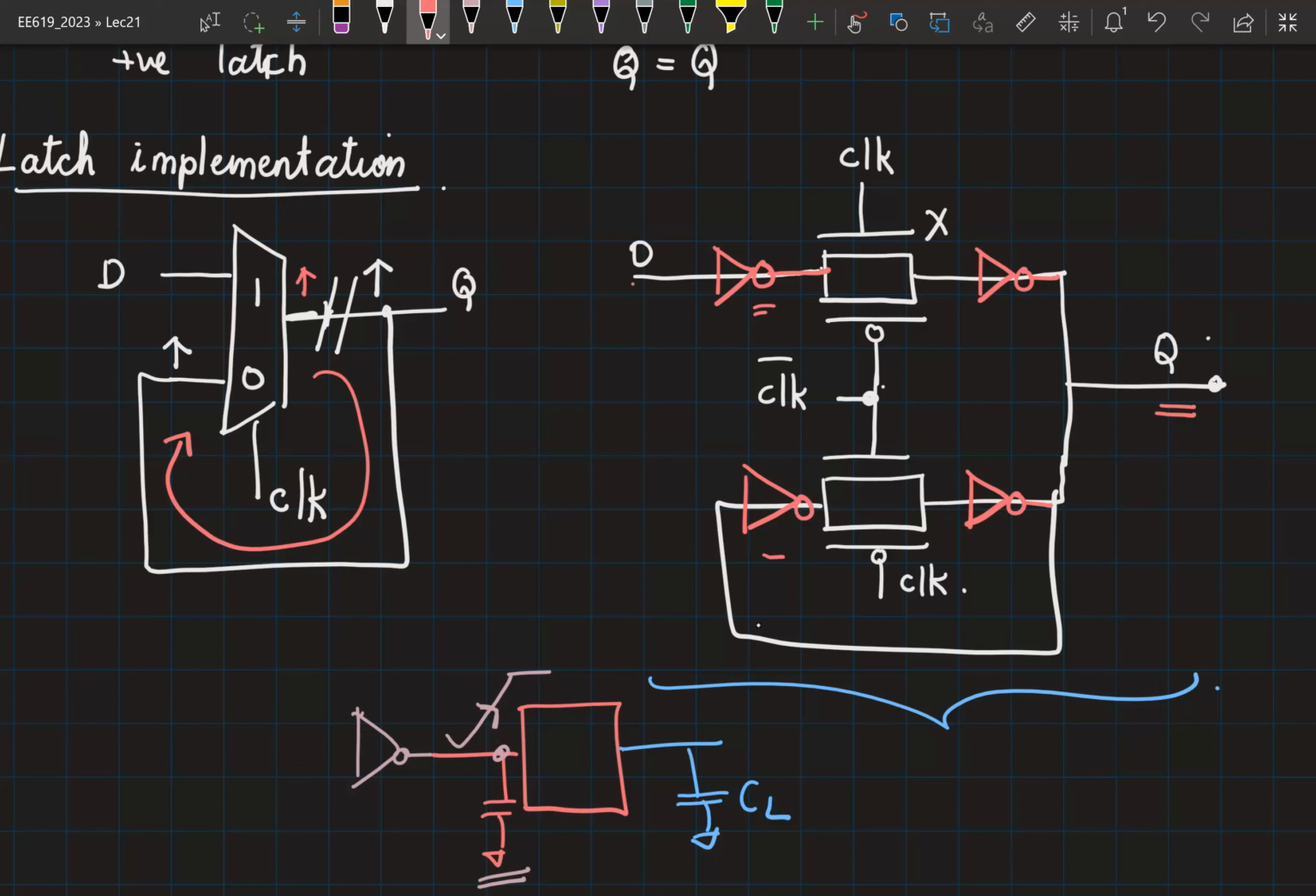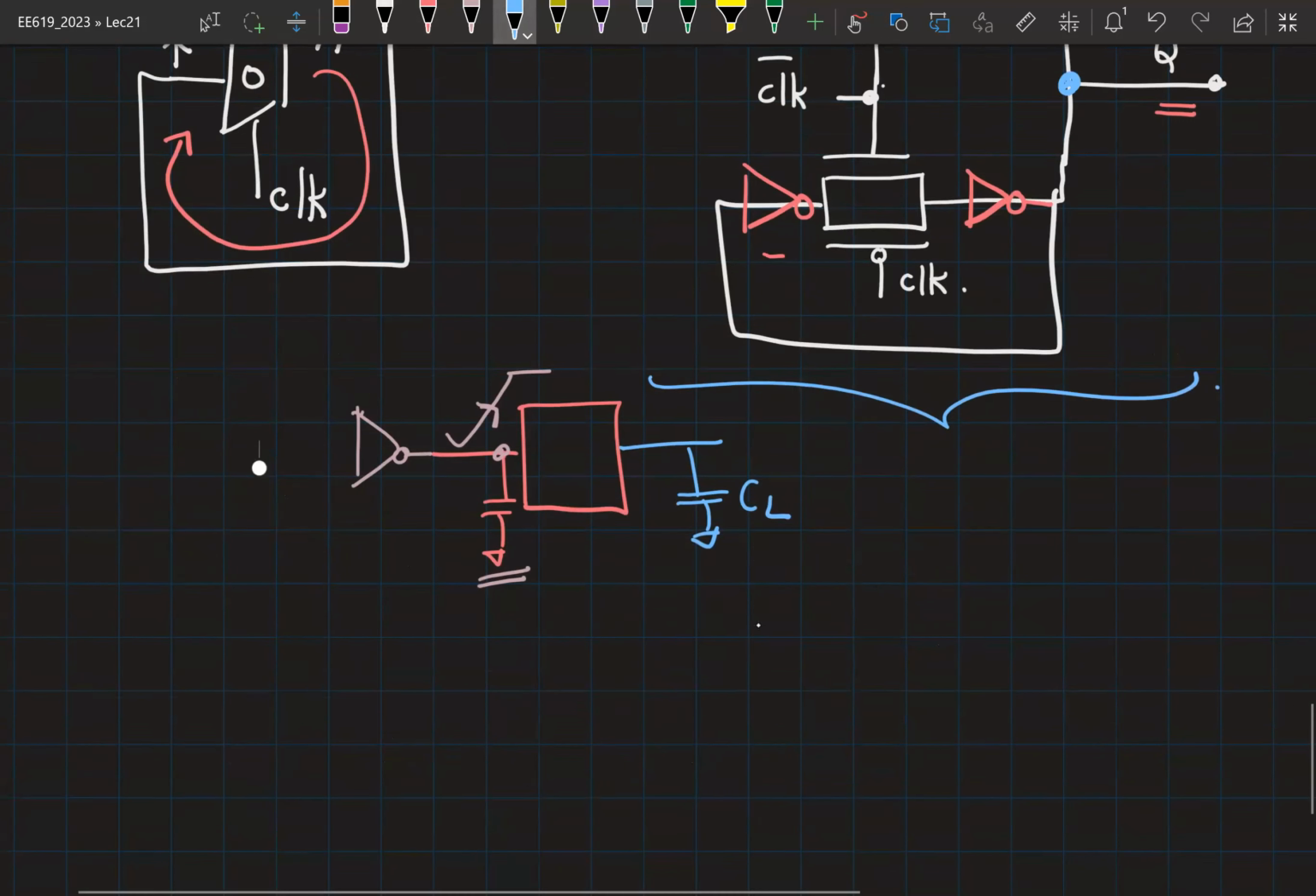Right. So this circuit has a problem, right? And the problem is this output node is now being driven by two inverters, right? Earlier, it was being driven by two transmission gates, where only one transmission gate was on at a time, right? Because of which there was no conflict.